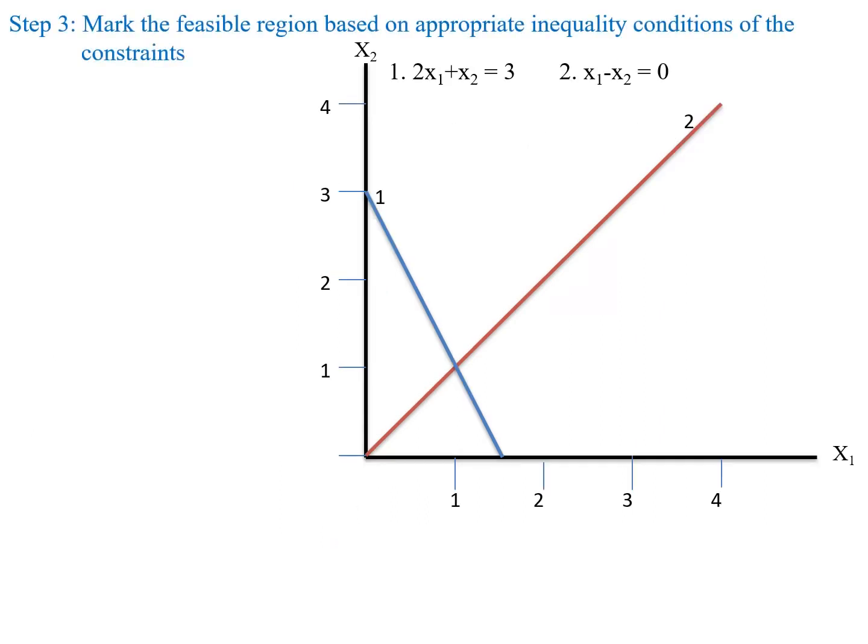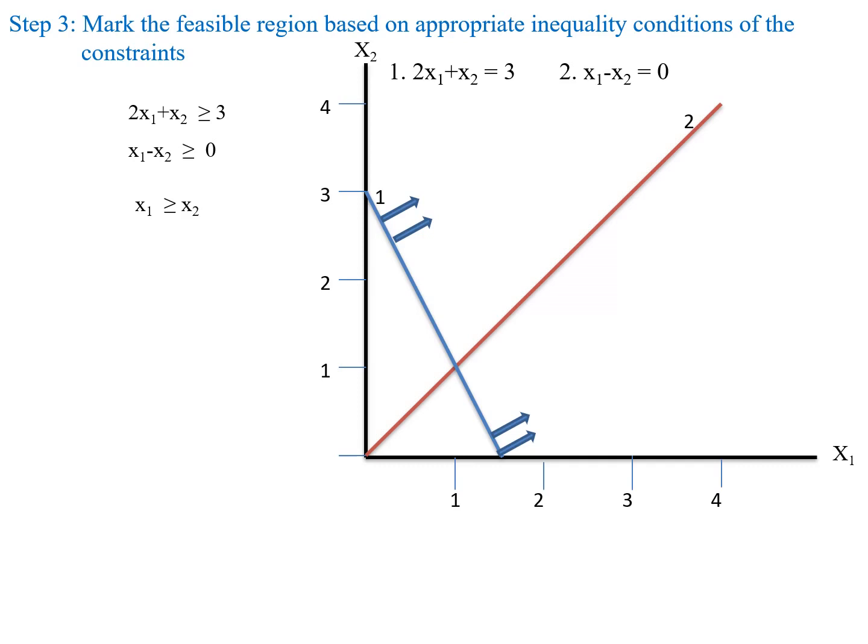Next step is to mark the feasible region based on the inequality conditions of the constraints. First constraint is 2x1 plus x2 greater than or equal to 3. Here the inequality is greater than or equal to, so we have to consider the region above the constraint line. So this is the region for the first constraint line. Second constraint is x1 minus x2 greater than or equal to 0. That is, x1 is greater than or equal to x2.